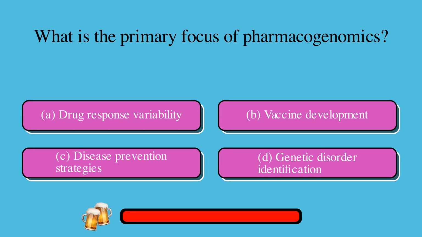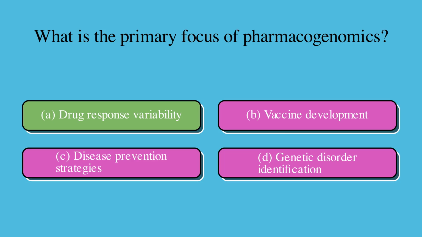What is the primary focus of pharmacogenomics? A. Drug response variability, or B. Vaccine development, or C. Disease prevention strategies, or D. Genetic disorder identification? The correct answer is A. Drug response variability.